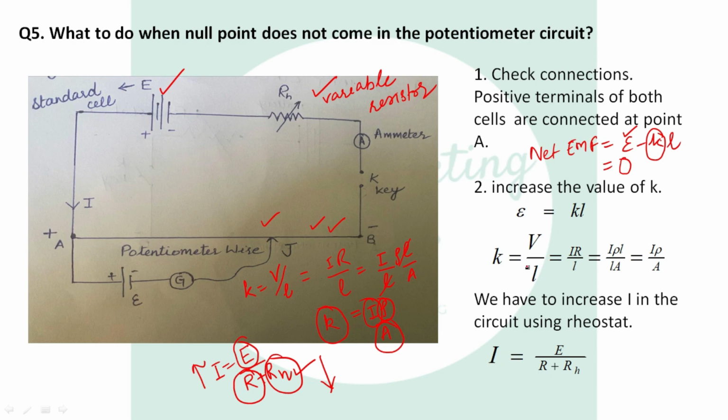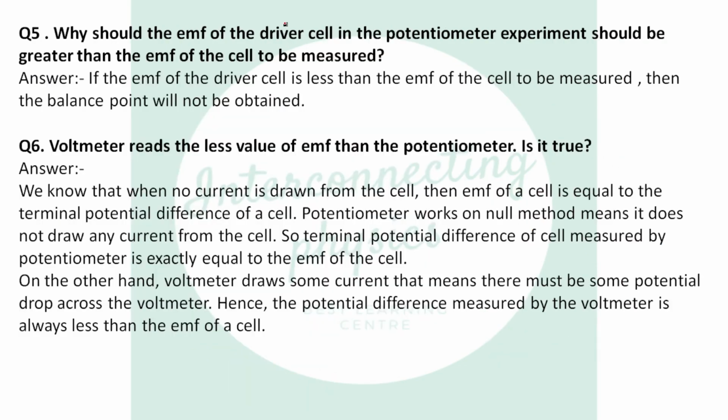What will happen when K is increased? Because the null point is not coming, that means this factor is not increasing enough, and so E minus KL is not equal to 0. So in order to increase K, I should decrease the value of RH. When K increases, this factor will increase, and at some point it will be equal to the EMF of the cell, and both will be subtracted and the answer will be 0. So if the null point is not coming in the potentiometer circuit, you can follow these two methods.